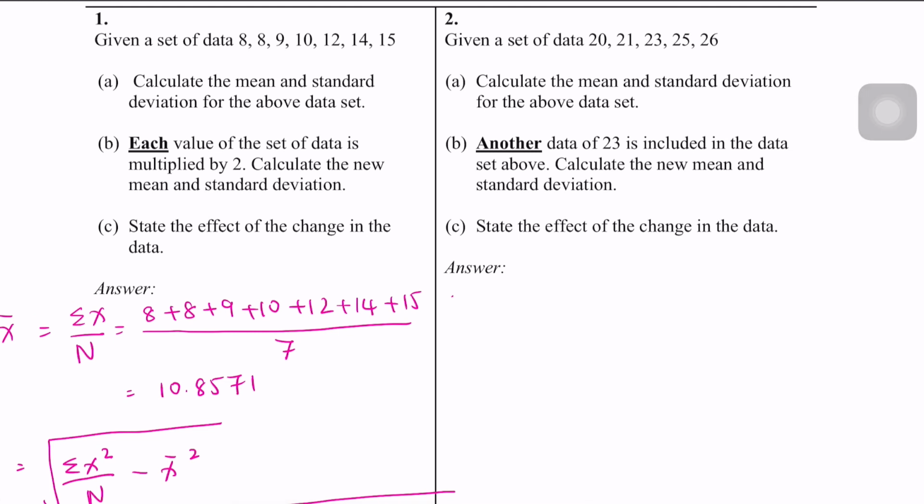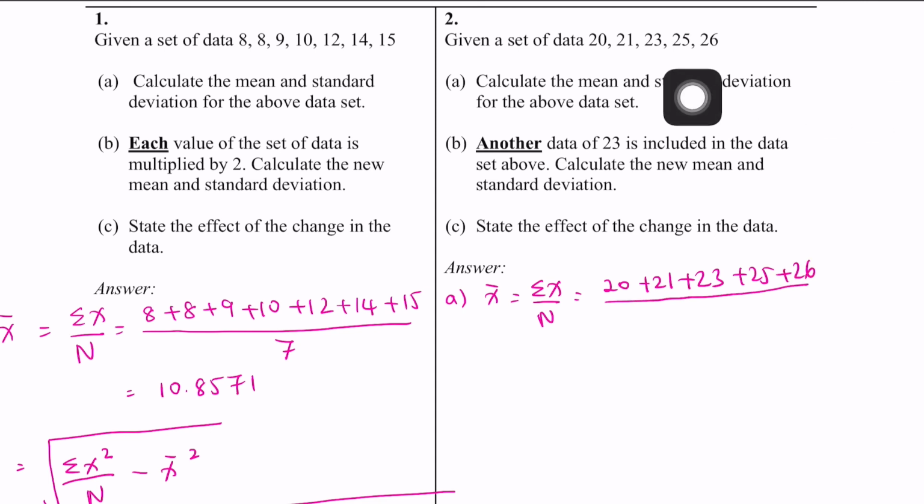So for A, calculate the mean kan? The formula: x bar is equal to summation of x divided by n. So summation of data is 20 plus 21 plus 23 plus 25 plus 26 divided by, 1, 2, 3, 4, 5. So divide by 5. Press your calculator, so you will have 23.